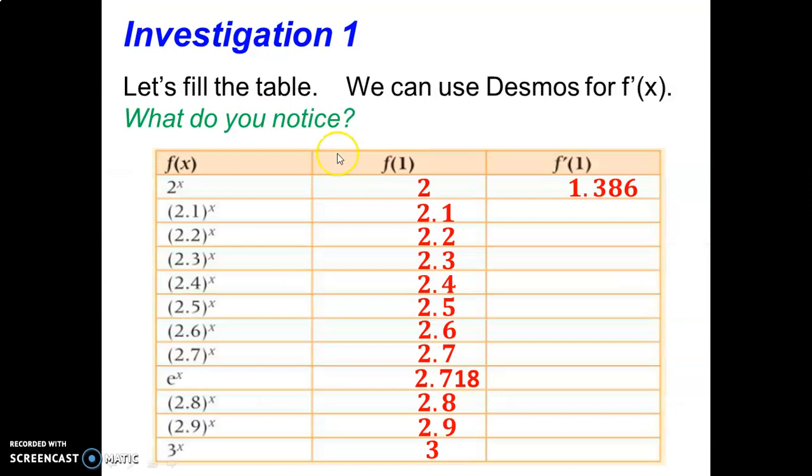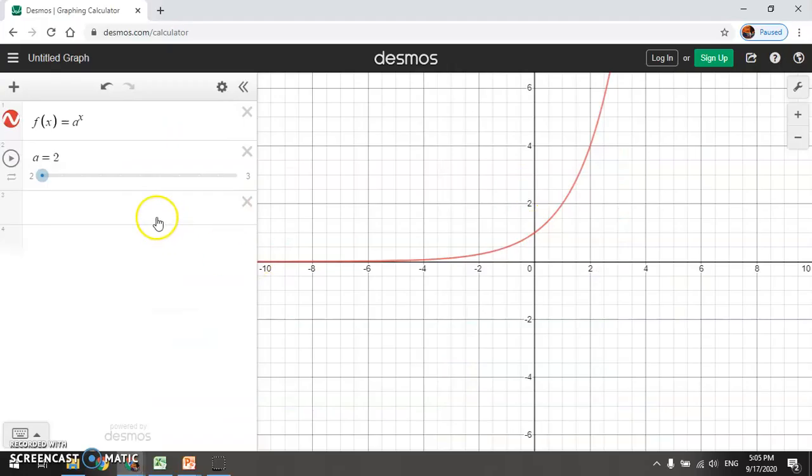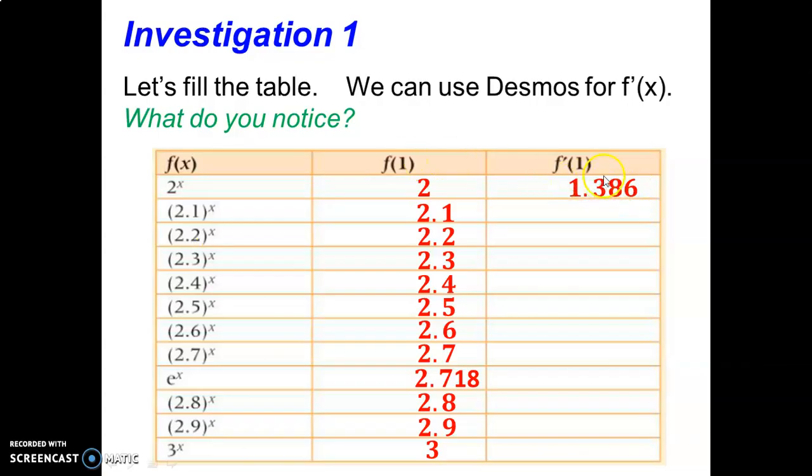Because our goal in this table is to find the value of the derivative function when we put 1 into it, right? So I'm going to type in the derivative here, f prime of x. And now I'm going to put 1, because we're always putting 1 in there. And notice, for the first function with the base 2, it gives us 1.39, or 1.386, which is what we had here. Now I'm going to shift it and see what happens when I get 2.1 as the base.